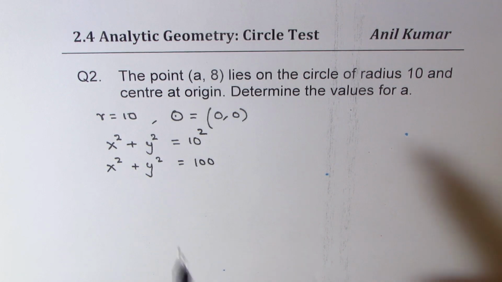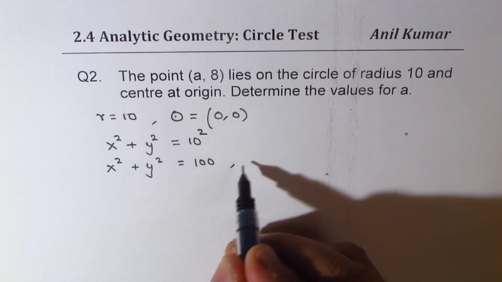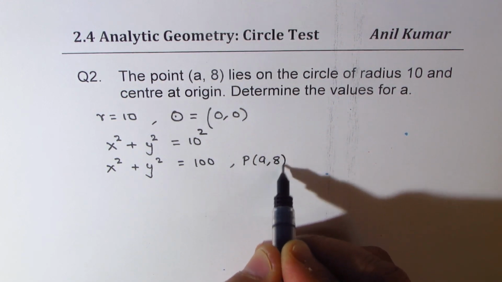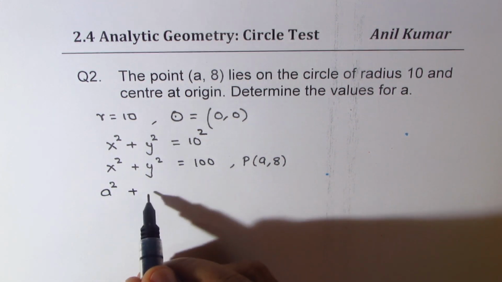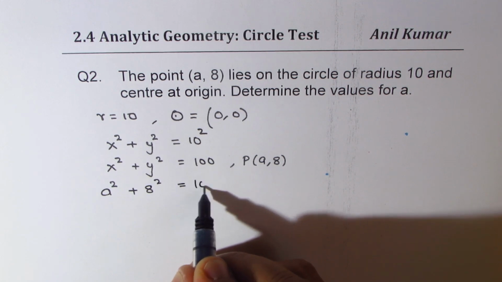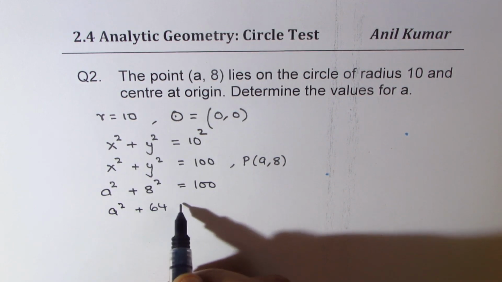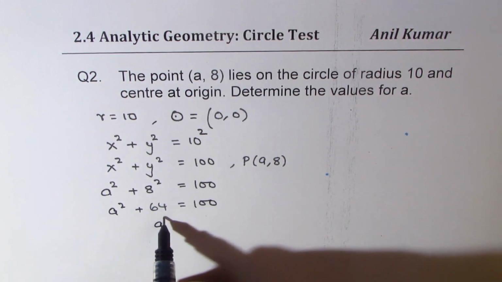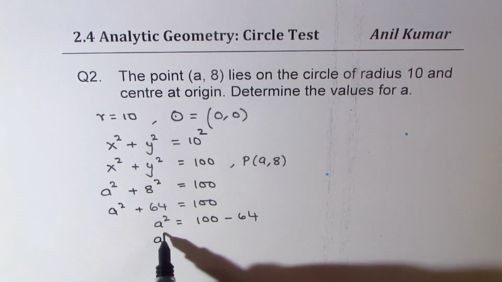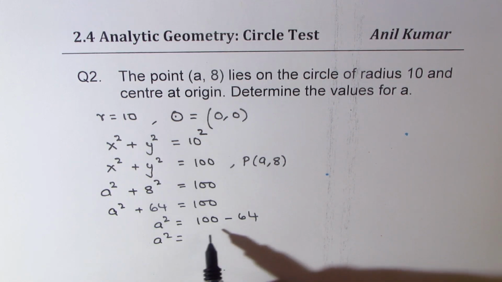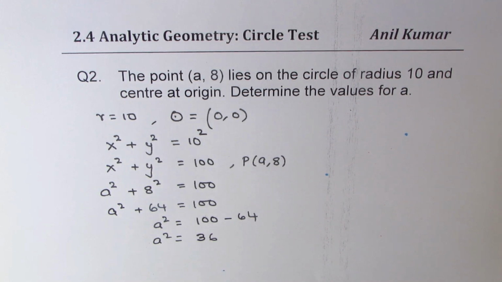Now that's the equation. We are given the point (a, 8) on the circle. So that means substituting the point, let's say P (a, 8), what do we get? We get a squared plus 8 squared equals 100. 8 squared is 64, so we could write this as a squared plus 64 equals 100, or a squared equals 100 minus 64. So a squared is basically equal to 36. So what is a equal to?